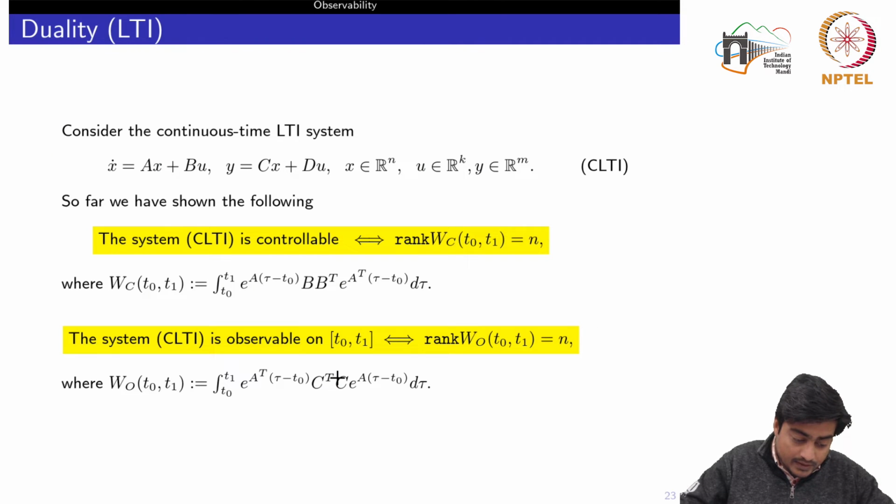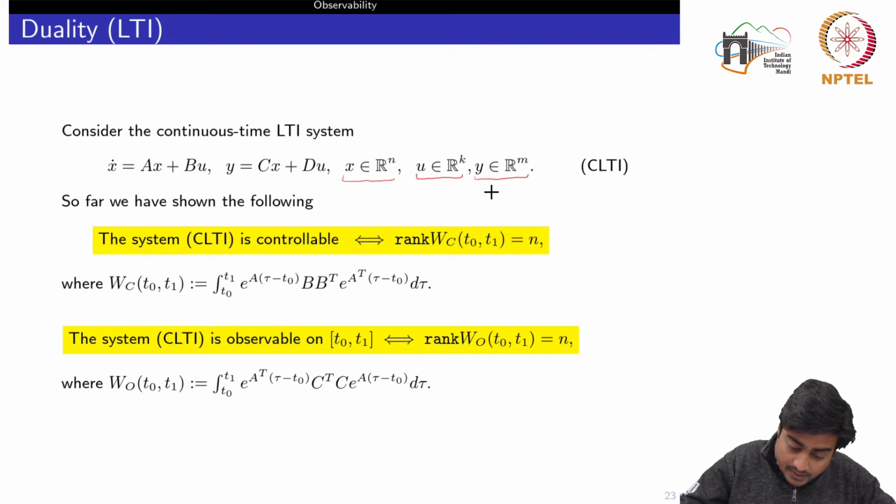Now the next concept in observability is duality. Duality is a very important concept by which we will see a relationship between the results we derived during the controllability part and the test for observability for the LTI system. So let's first recall the controllable systems for the LTI case specifically. Given these A, B, C, D matrices, note that here X is n dimensional, U is k dimensional, and Y is m dimensional.